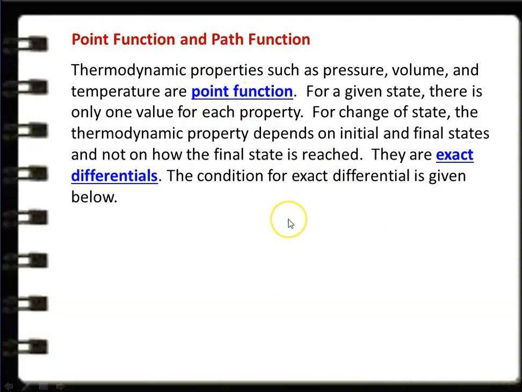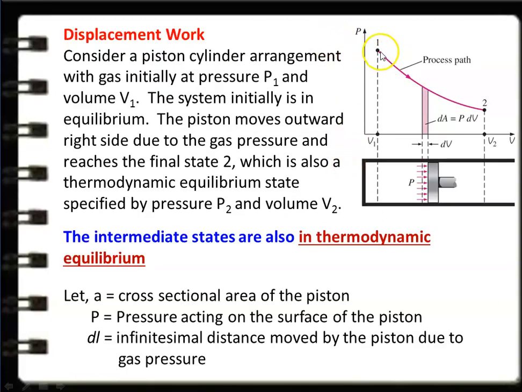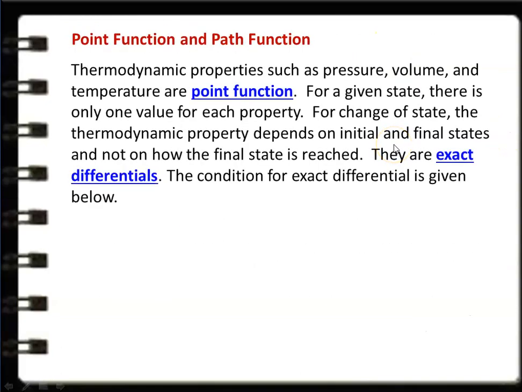So, point function. And for the example, look at this diagram. Here, this is 1. So 1 has the properties pressure P1, volume V1, and here 2, pressure P2, volume V2. So the property at 2 depends on the end point, not on how 2 is reached. What path is followed for reaching 2 does not matter. What matters is the end point. So the property here depends on the point here. The property here depends on the point here. That is what is called a point function.